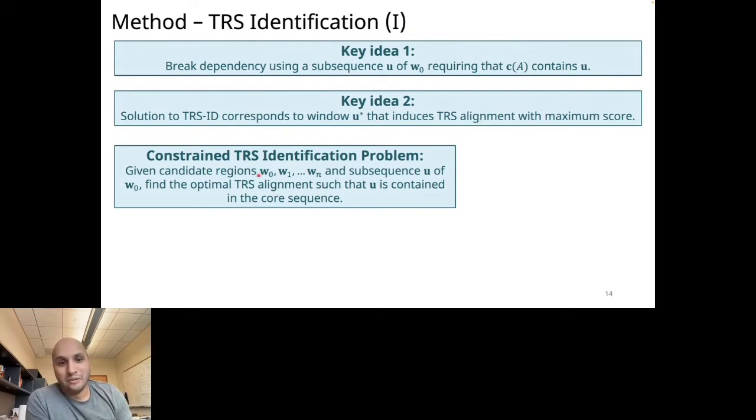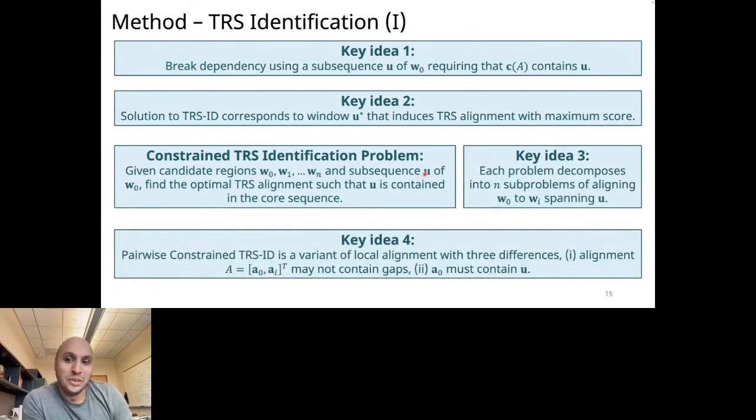So this leads to the following problem, the constrained TRS identification problem, where in addition, we're also given this subsequence U. Once you do this, you break the dependency. Rather than looking at all sequences simultaneously, rather than having a multiple sequence alignment problem, it actually becomes a pairwise alignment problem. It's about aligning W0 to Wi, spanning U.